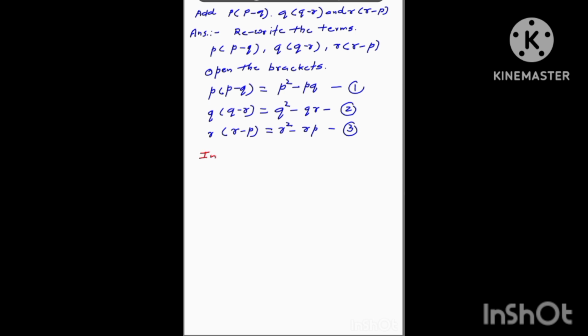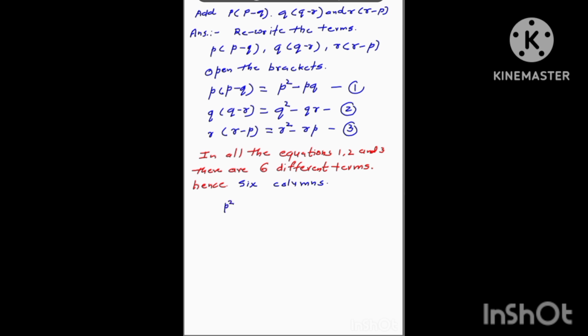As we have to add them, we have to check for the similar terms. If they are similar terms, they should come one below the other. Only similar terms should be added. So in all these equations there are 6 different terms: p square, pq, q square, qr, r square, rp. All these terms are different. Hence we will need 6 columns. Okay, are you getting it? You're getting 6 columns.